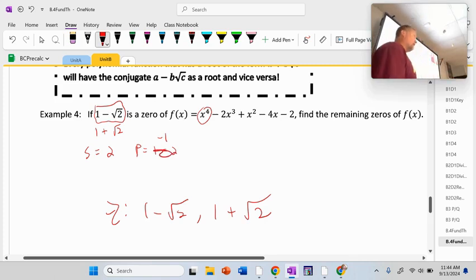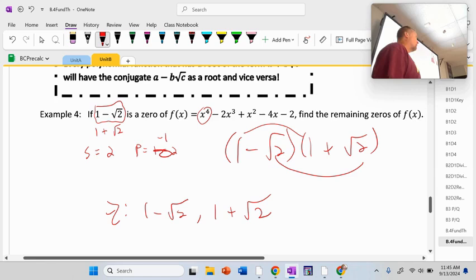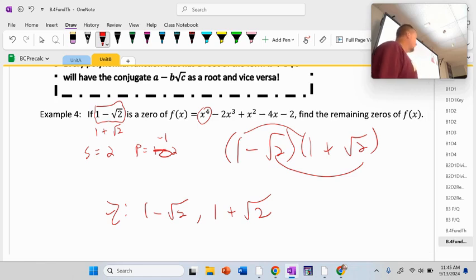Right? Did I do that too fast? Fine, I'll write it out. 1 minus root 2 times 1 plus root 2. Good FOILer, say it. I did 1 times 1, and then I did negative root 2 times root 2. What happens to the middle term? It cancels. That's why I don't care. So it's 1 minus 2, which is negative 1.